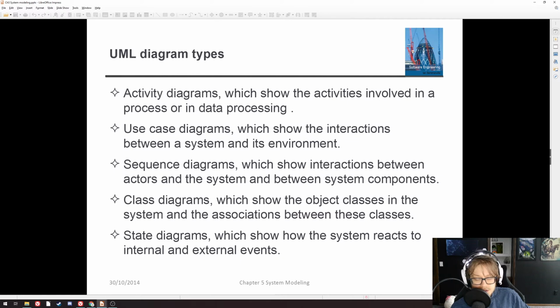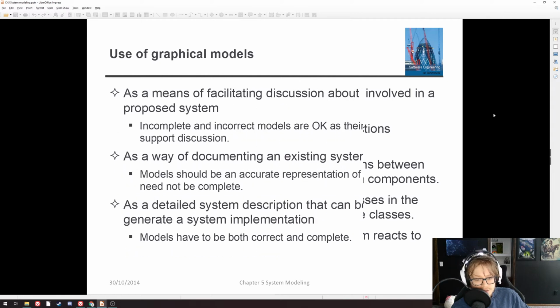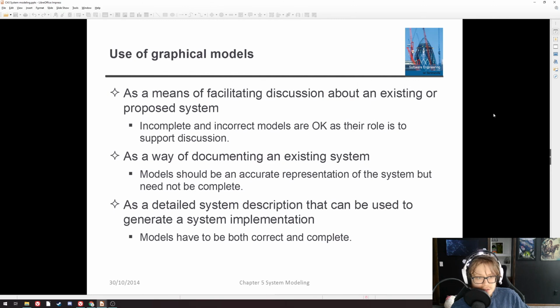You might want to start thinking about how to break different projects down into classes now, despite that coming in a couple weeks. Well, in a week. And state diagrams show how the system reacts to internal and external events, and how the state of the system changes as events occur. So graphical models, again, very helpful for facilitating discussion.